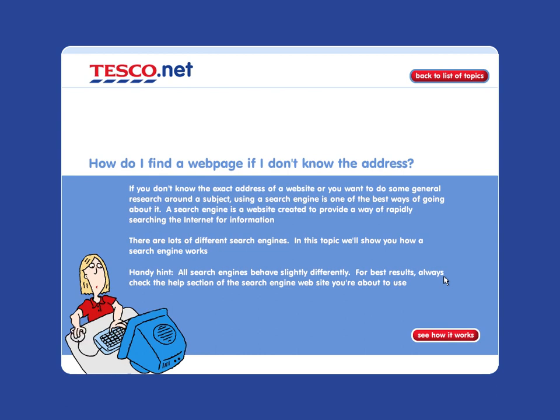How do I find a web page if I don't know the address? If you don't know the exact address of a website, or you want to do some general research around a subject, using a search engine is one of the best ways of going about it. A search engine is a website created to provide a way of rapidly searching the internet for information. There are lots of different search engines. In this topic, we'll show you how a search engine works.